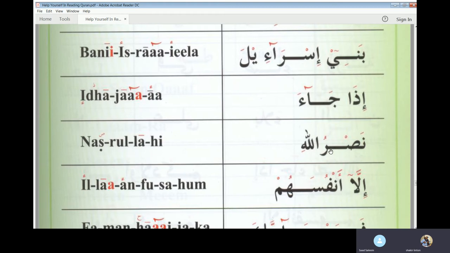That's the rule. This is Iraq Fata. Iraq Fata is equal to Alif Madda. Okay, all right, so that's the three times. Two times. That's two times? Yes. All right.